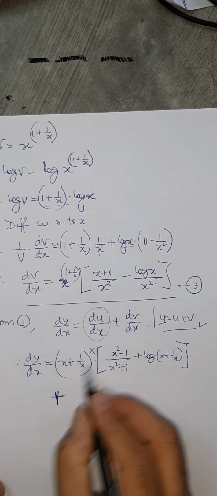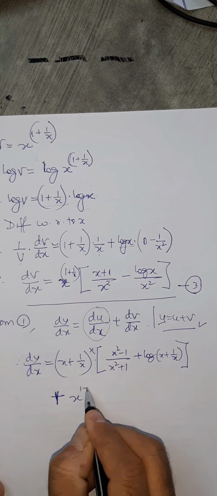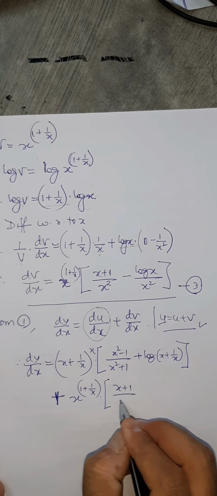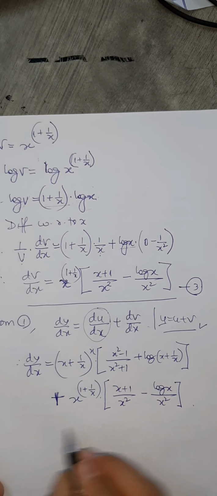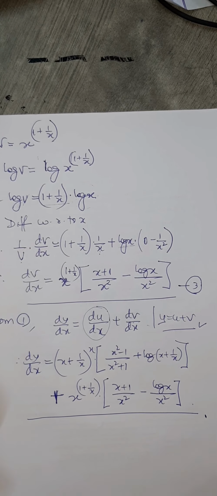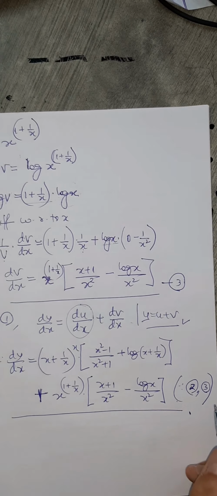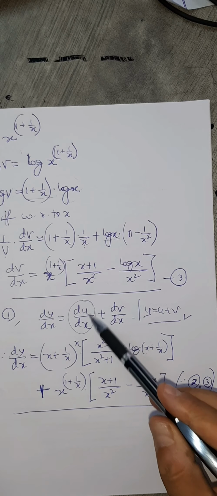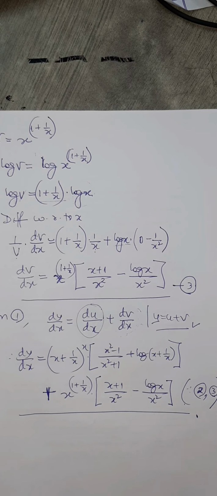Plus dv by dx. What is dv by dx? dv by dx is here, x raised to 1 plus 1 upon x into x plus 1 upon x square minus log x upon x square. This is your final answer. From where we could write this? You can write from 2 and 3, from these two equations. From 2 and 3 we could get this final, placing the value of du by dx and dv by dx. This is one way of doing this question.